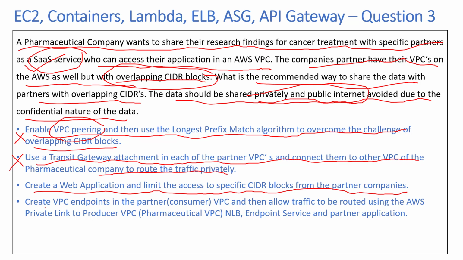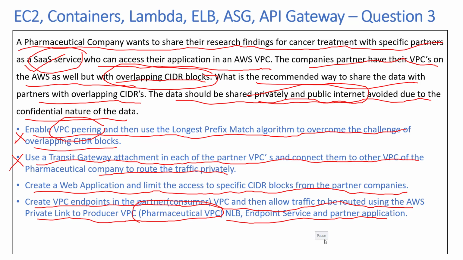So you create VPC endpoints in the partner consumer VPC and then allow traffic to be routed using AWS PrivateLink to producer VPC, which is the pharmaceutical company VPC, and which is exposing their data as a SaaS service using NLB endpoint service and partner application. So this is the recommended method when we want to expose an application as a SaaS service privately being consumed by your partner. So let's take a quick look at the diagram.